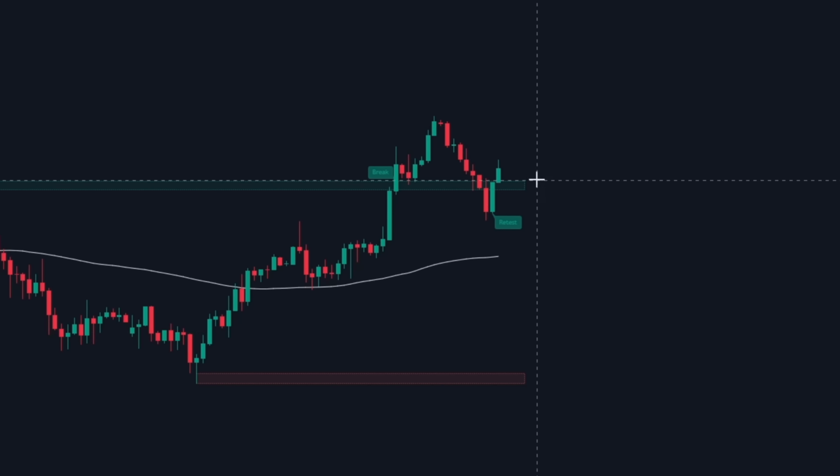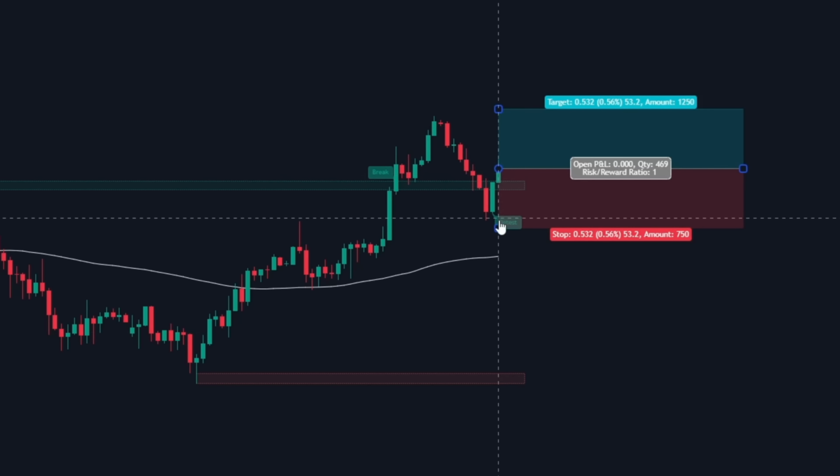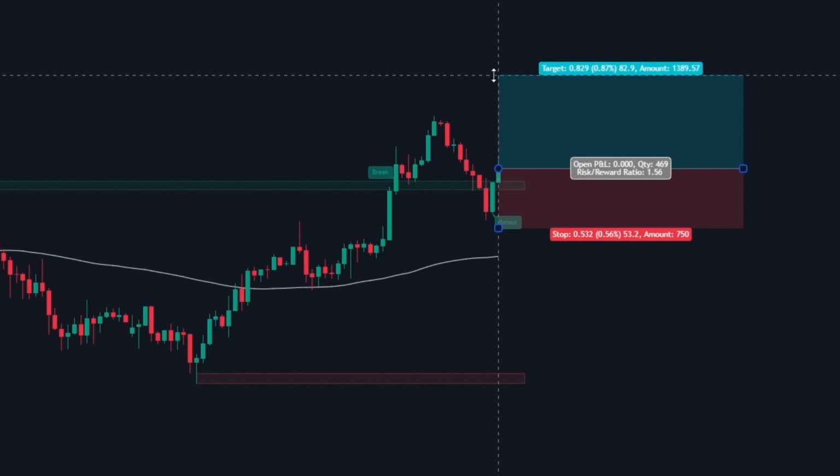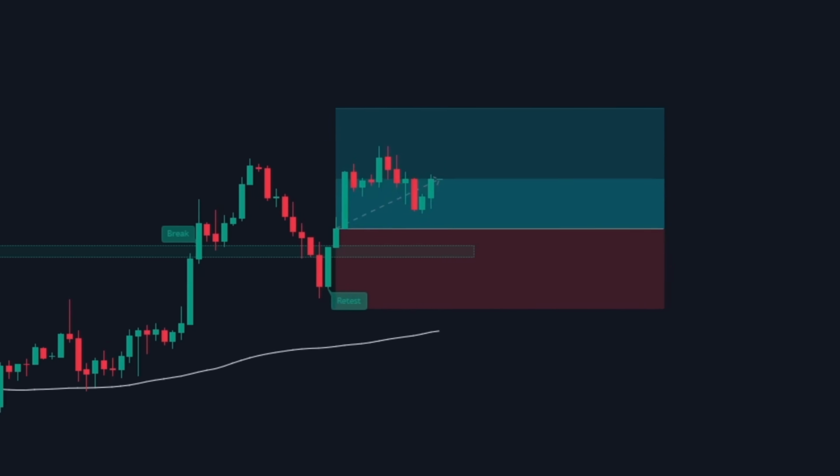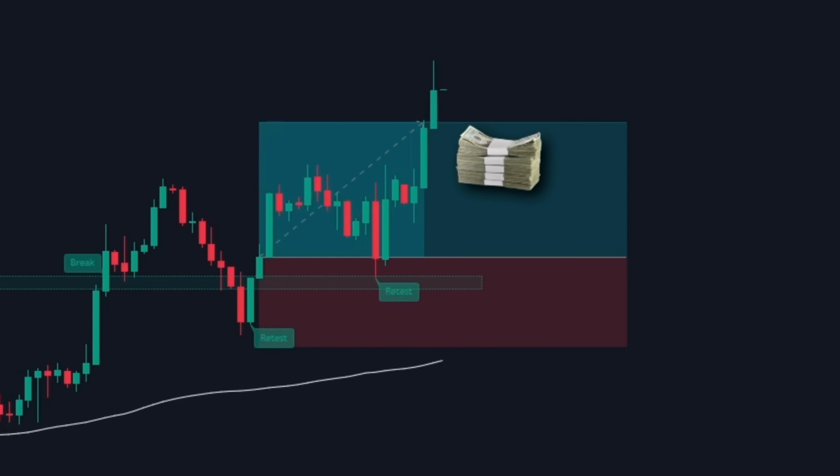For the stop loss, we place it right below the most recent swing low. For take profit, we use 1.5 times the risk. This gives us a positive risk to reward ratio that compounds our profits over time. We let this trade run and boom, it hits our take profit target.